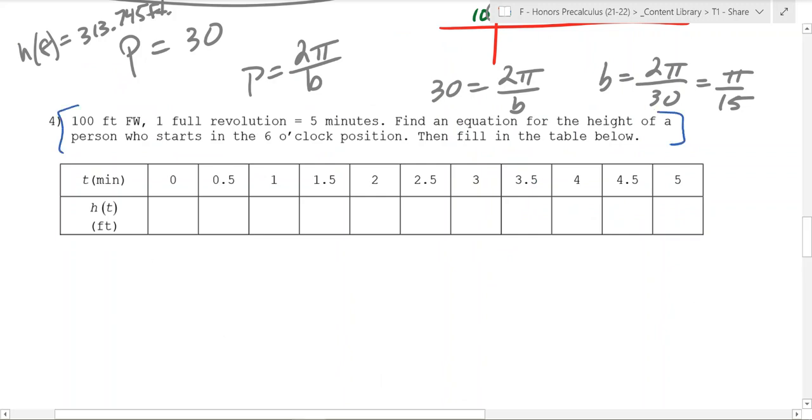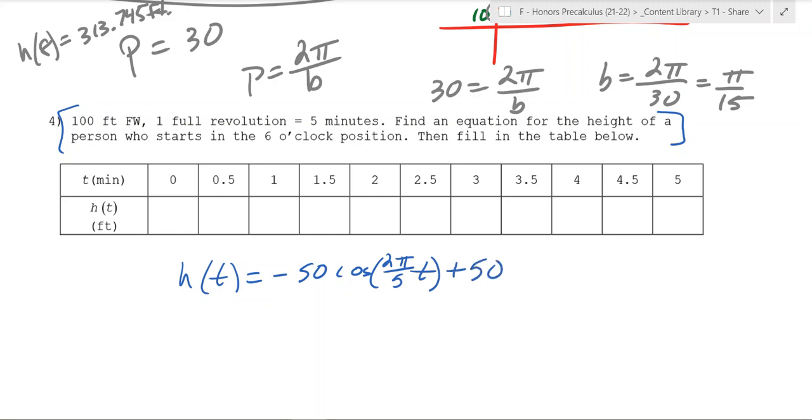So if you do the exact same type of work on this one, it gives you enough information right here to figure out what the equation is going to be, which will be negative 50 cosine of 2 pi over 5t plus 50. And you get that information from the fact that you start at the 6 o'clock position, which is straight down, so it starts on the ground, and it's 100 feet high, so the midline will be at 50. And the period is 5 minutes.